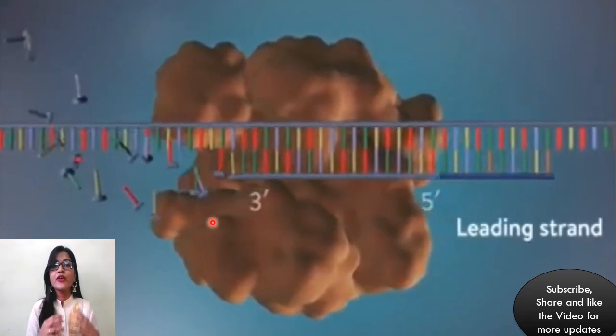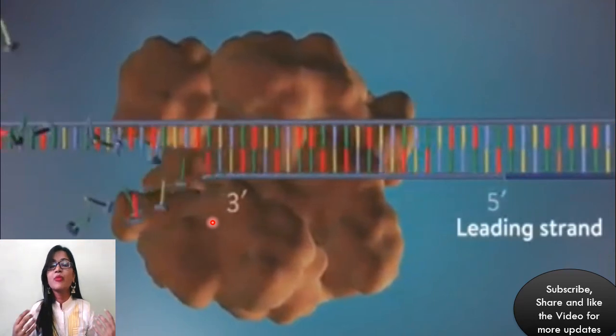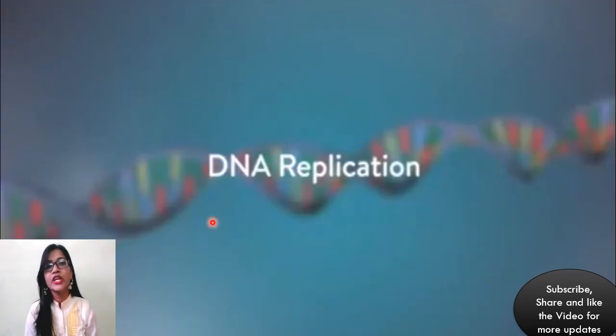Can you see that? The replication fork, the DNA polymerase, how beautifully it moves forward. It forms a continuous strand. That strand is called the leading strand. So that's all about this animation. The other part is about the lagging strand, that we are going to discuss, as I have already mentioned, in the next part.